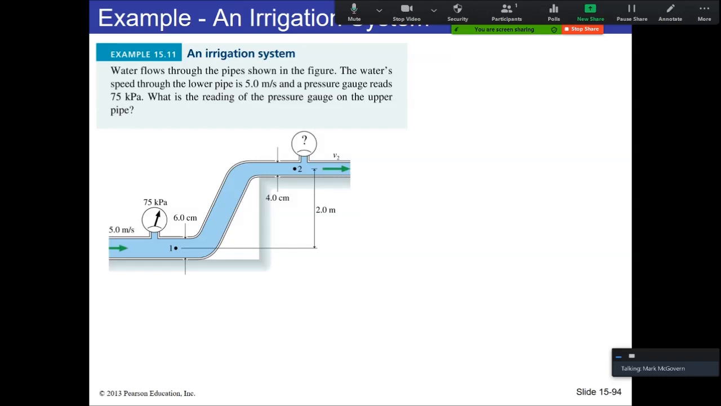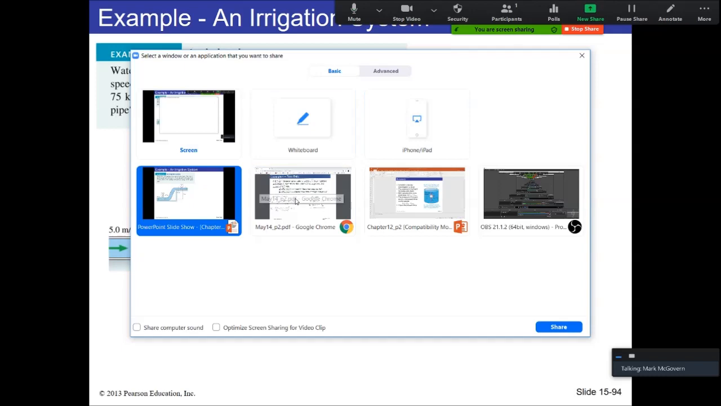Now, as you can see here, we're going to a higher location. Right? Higher location means things might be moving a little slower because of it. But we have a thinner pipe, so things might be moving a little faster. So it's not really clear what we're going to end up with here. Let's just look at the example.